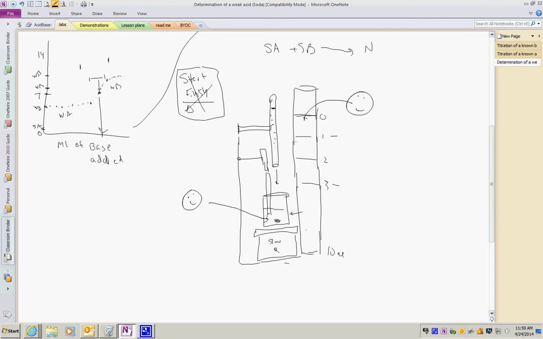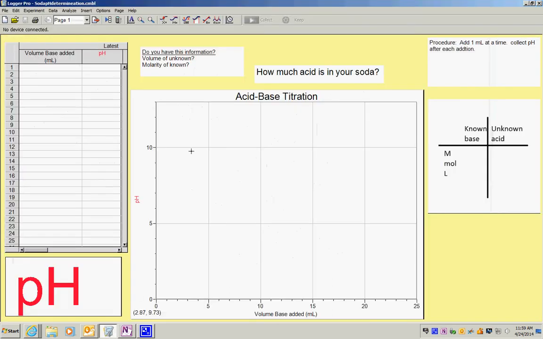You have your stir plate going right here. You've got the pH meter in there, and your pH meter's reading acidic. Next, you hit collect. That means the reaction's starting. Every time you hit keep, it's going to grab a pH, and you're going to type in how many milliliters you added. So if you hit keep right away, you type in zero, because you haven't added anything yet.